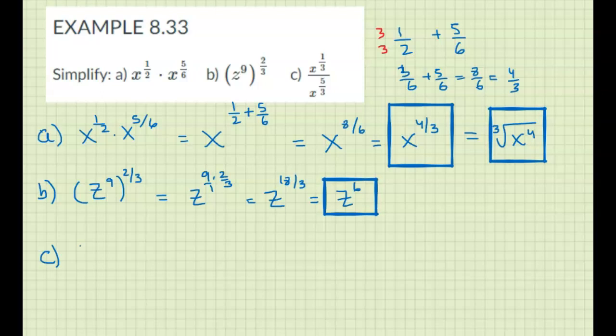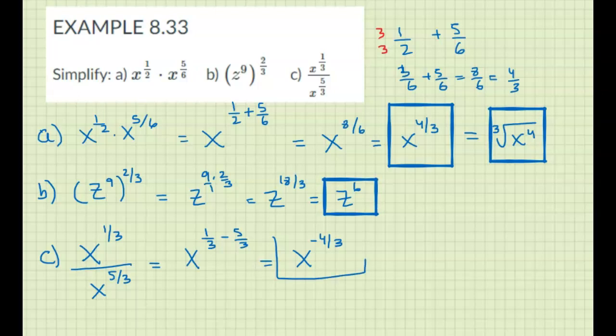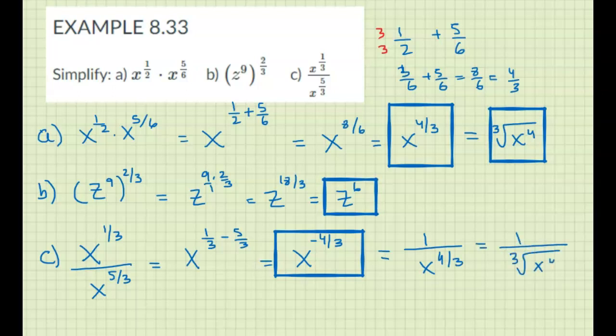Alright, let's look at part C. x to the 1/3 over x to the 5/3. We're going to subtract exponents now. So this is x to the 1/3 minus 5/3, which is x to the negative 4/3. And this is an okay answer, but we can simplify further. If you don't want negative exponents, this is 1 over x to the 4/3, which is 1 over cube root of x to the 4. So this is probably a better answer, more simplified. All right, that's it for these.